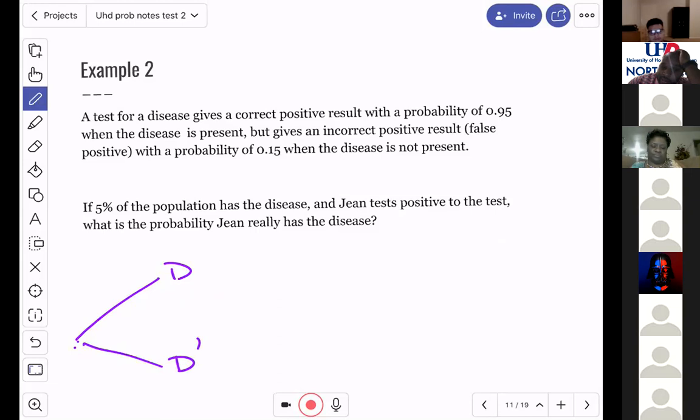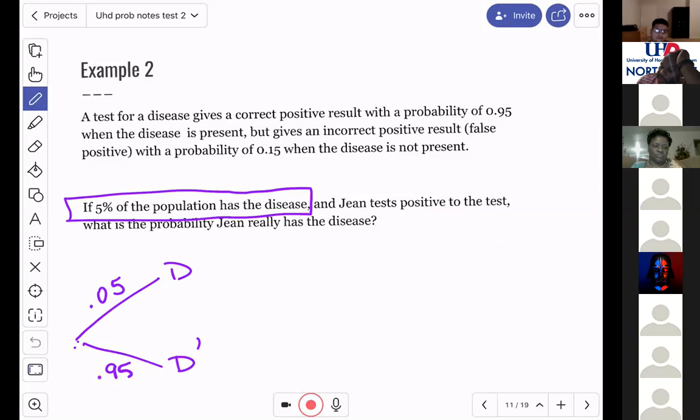Probability a person has the disease is what? Get it again. Has the disease. 5%. If 5% of the population has the disease, you got to read that. If 5% of the population has the disease, what percent of the population doesn't have the disease? 95%. 95% of the population does not have the disease. Oh, it says not present. I see. Right. So let's look at the next part then.